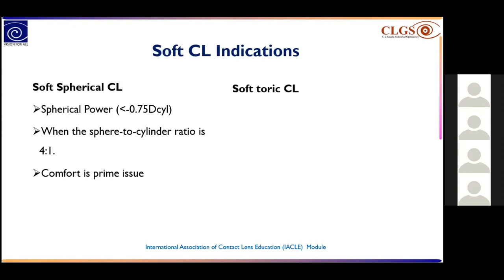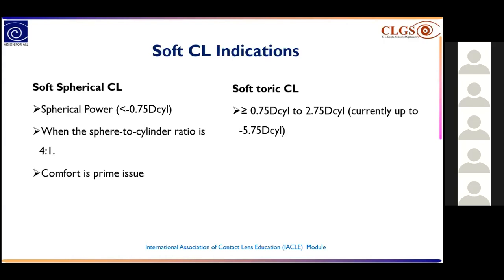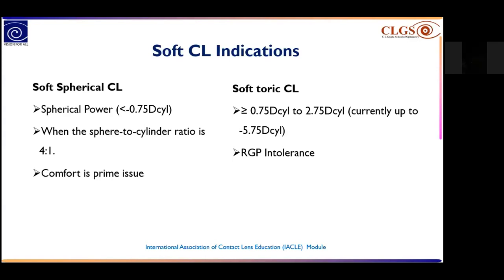So next indication is the soft toric contact lenses. The soft toric contact lenses will be indicated if the patient's spectacle cylinder is more than or equal to 0.75 diopters. Previously it was available up to 2.75 diopter cylinder only, but nowadays we can prescribe soft toric contact lenses up to 5.75 diopter cylinder also. And another indication of the soft toric contact lens is when the RGP contact lenses are not tolerated by the patient. In that case also soft toric contact lenses will be indicated.